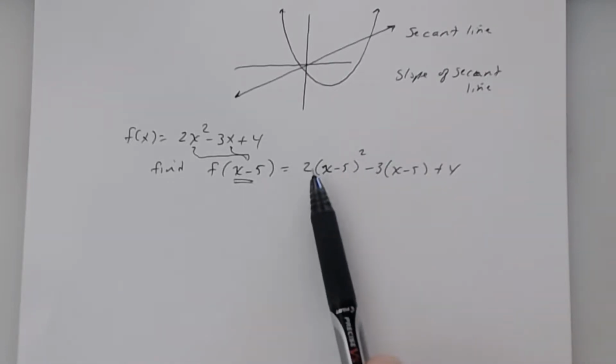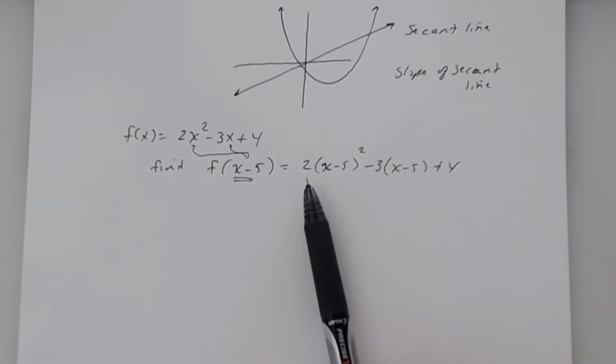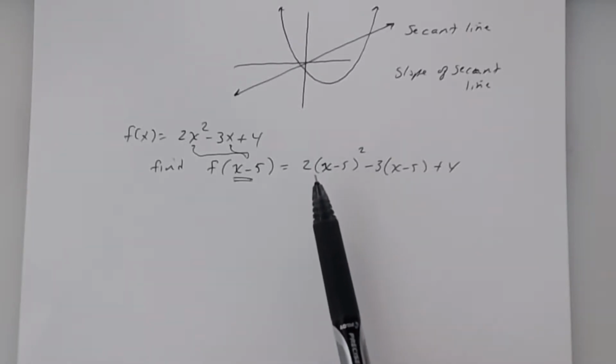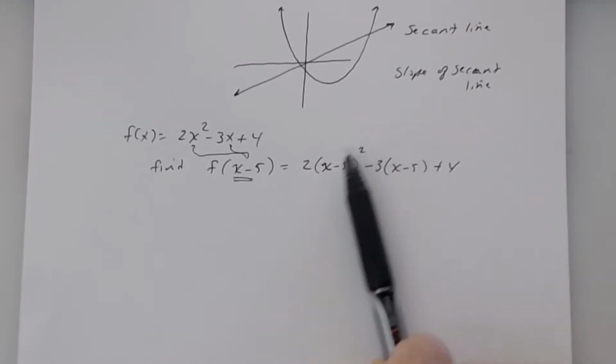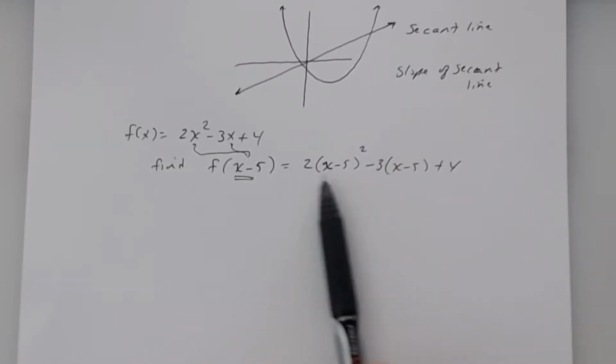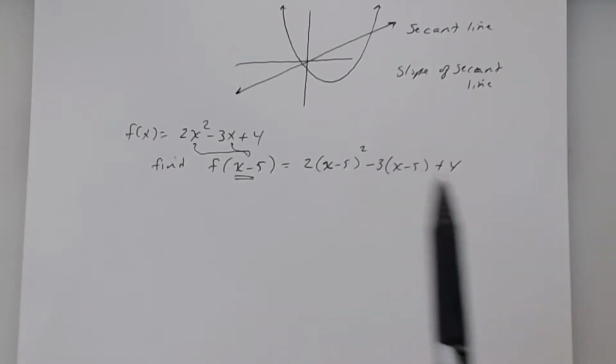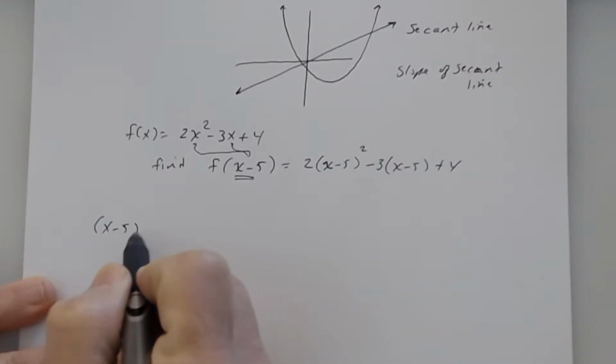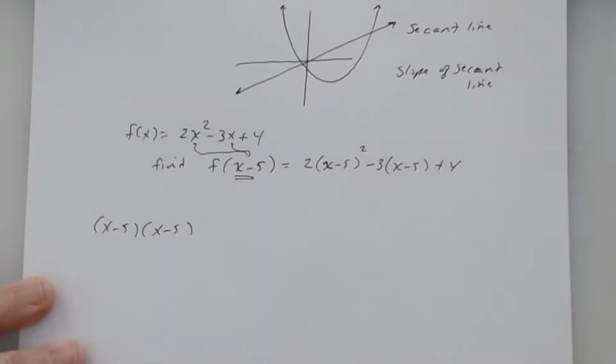Now, are you going to distribute first or are you going to square first? Square. You're going to square first. If you distribute first, it's going to be incorrect, because remember, you have to use the order of operations. The order of operations says you do exponents before you multiply. So I have to do the exponent first. So go off to the side and figure out what x minus 5 times itself is.